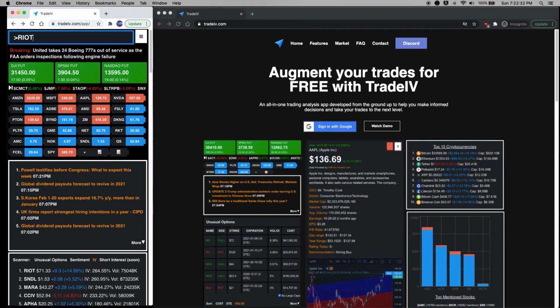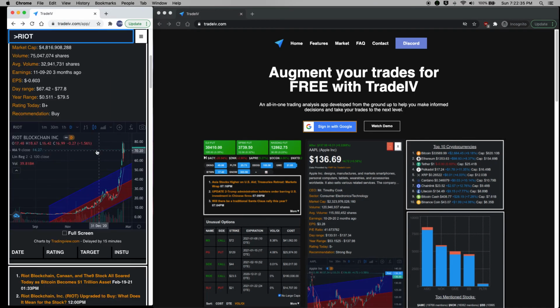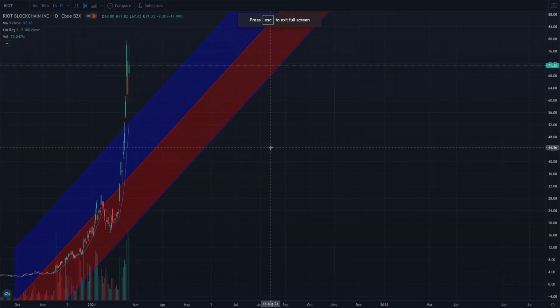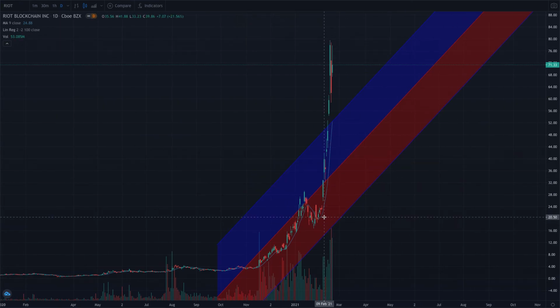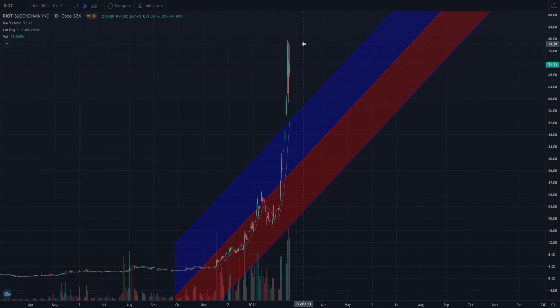If we look at Riot's chart, you don't have to be an expert to see that this is kind of unsustainable. Riot was trading at about $3 in November and is as high as 78 right now. If you're an options guy who just wants to buy options, you'll look at this and think, this is too high up, it's going to pop sooner or later. So I kind of want to buy a put on that.